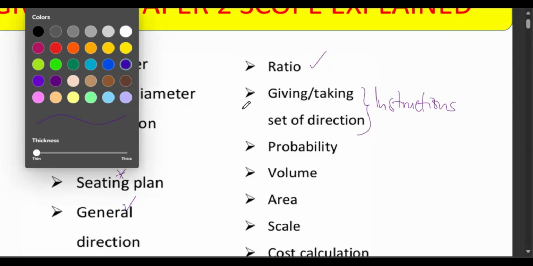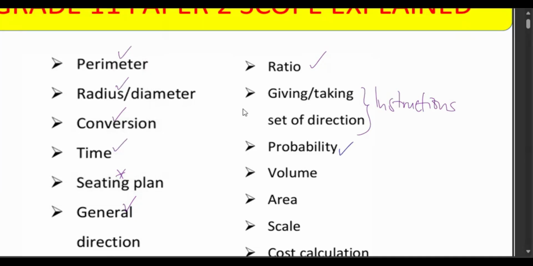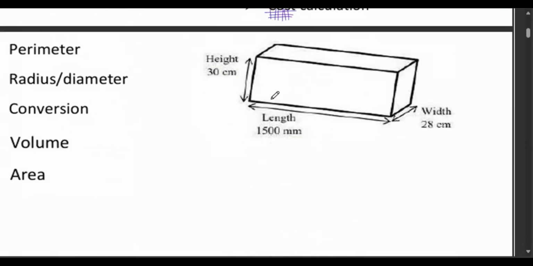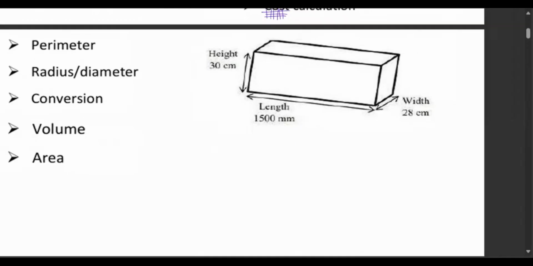Then we have what is probably in both paper 1 and paper 2: volume, area, scales. Scales will go hand in hand with the seating plan or general direction. Then cost calculations. We shall find out. Anyway, let's start with what we have in front of us. Let's try to make it easy and understand these terms.